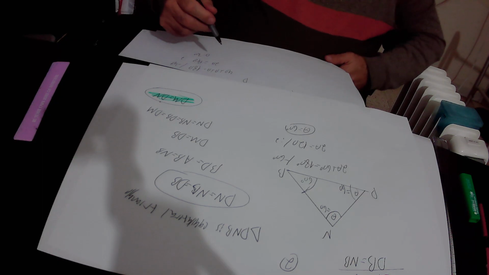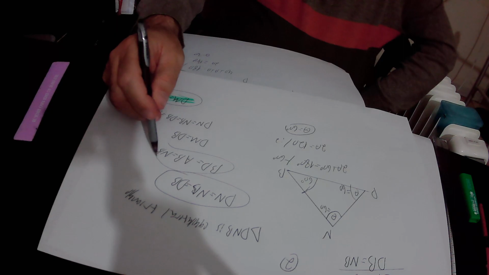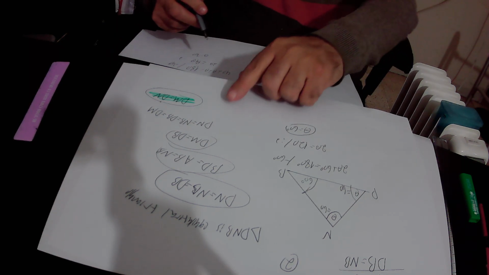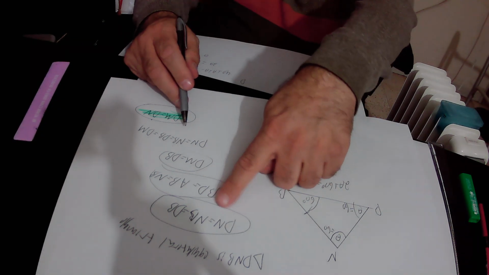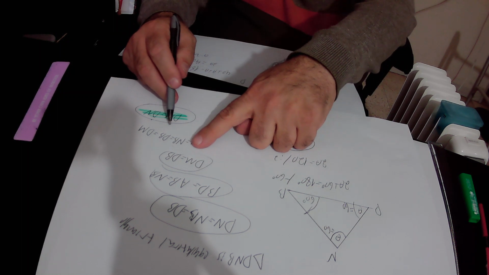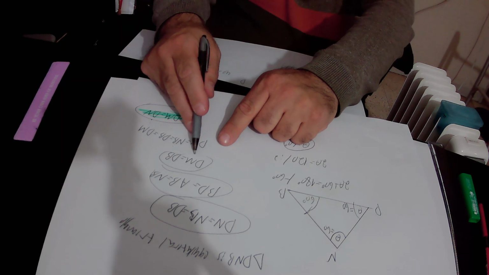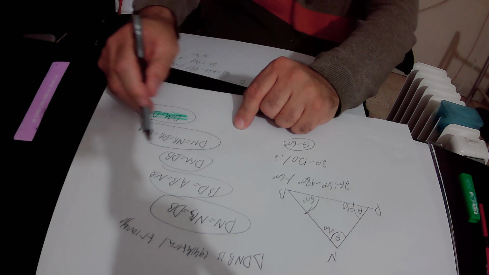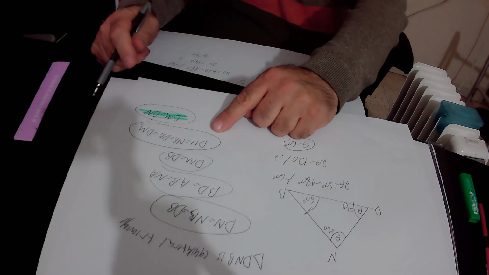And we already found out that BD equals AB equals NB, and also that DM equals DB. So we know that DN equals NB equals DB, but DB also equals DM. So we can write that DB equals DM, and from this we derive that DN equals DM.